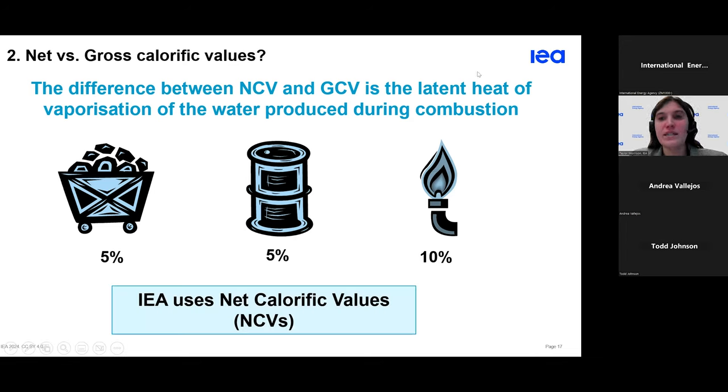And so this is also very important to make sure that the calorific values used to create energy balances are all within net energy terms, because there can be a significant difference between gross and net calorific values. For instance, the gross calorific value of natural gas is typically 10% higher than the net calorific value.